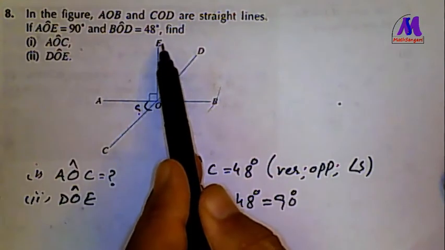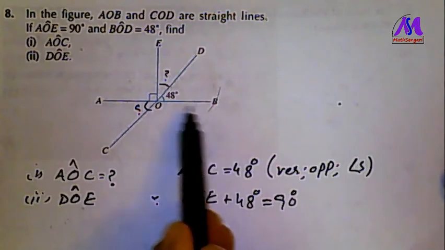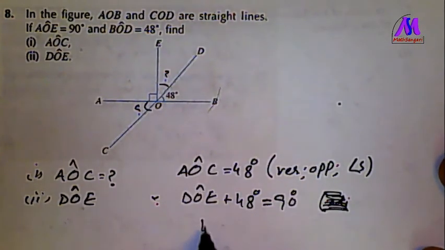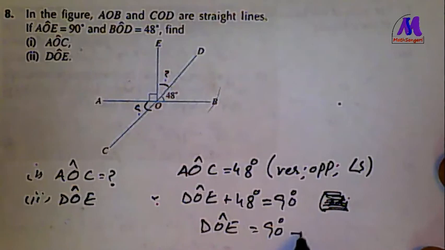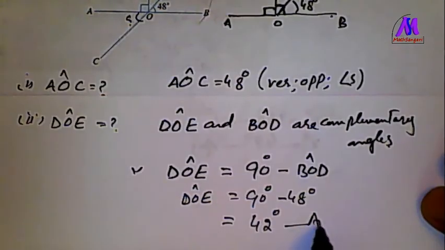For this reason, EOD and DOB are adjacent angles that will be equal to 90 degrees, and angle DOE will be equal to 90 minus 48 degrees, which will be equal to 42 degrees, and that will be the answer.